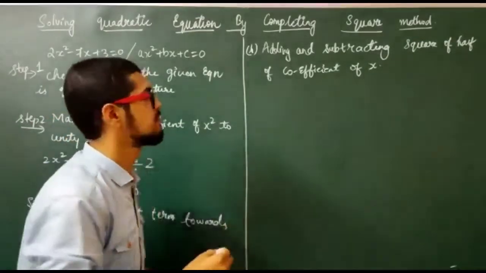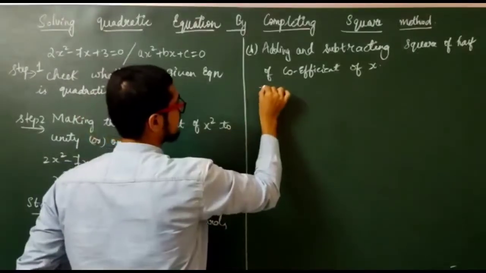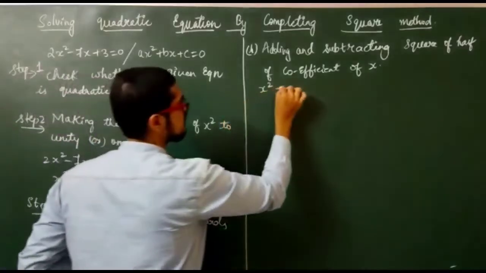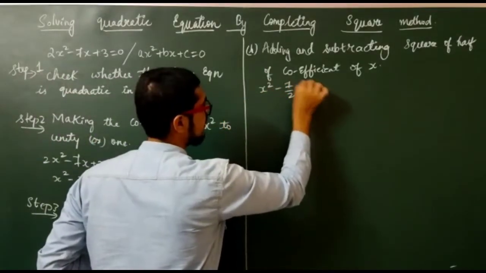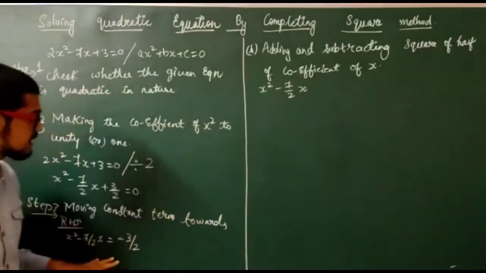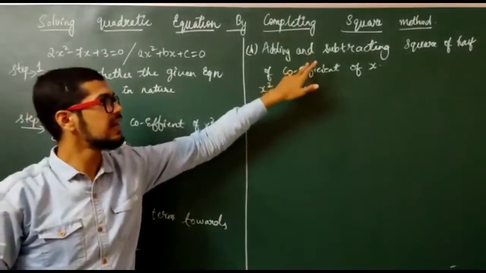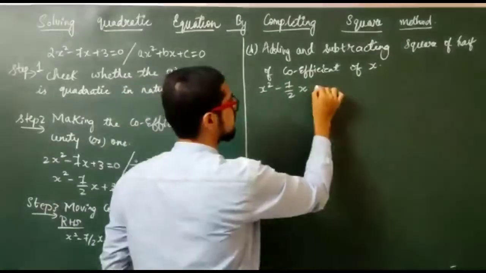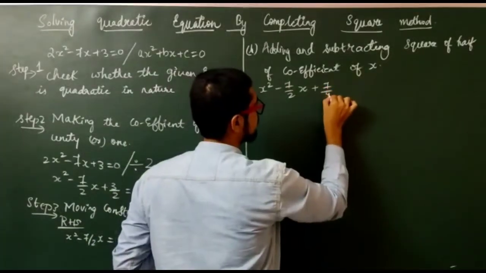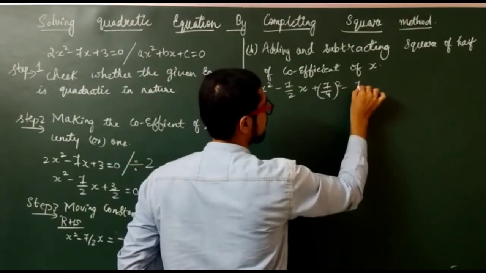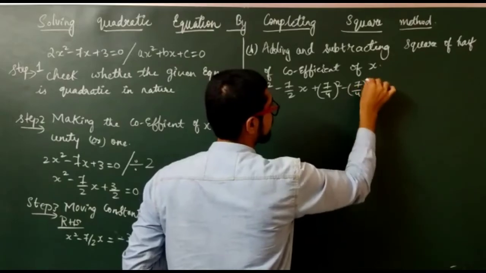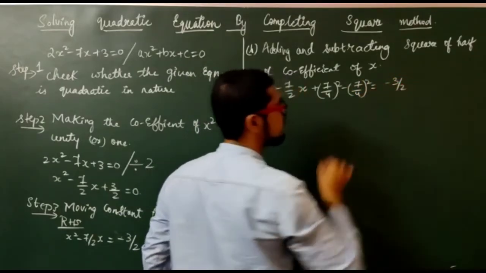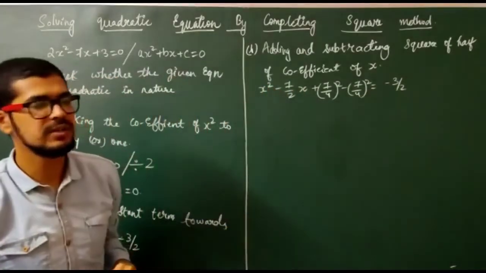I will do it here. So it is x square as it is, then minus 7 by 2 into x as it is. Now my next step is adding and subtracting the square of half of coefficient of x, that is plus 7 by 4 whole square minus 7 by 4 whole square is equal to minus 3 by 2 as it is. Is it fine?